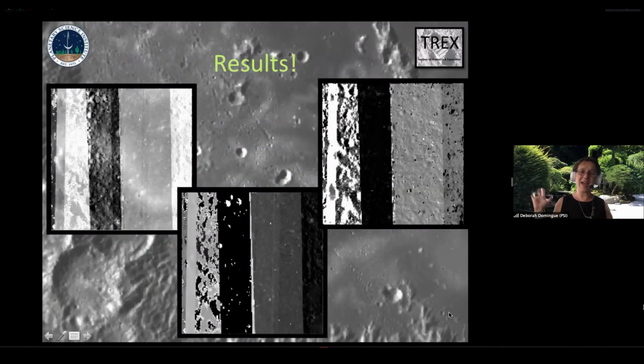And these are our results. Yay! What am I looking at? All right. So going from left to right, what we have is a map of the single scattering albedo, a map of the phase function, the scattering function, and then a map of the surface roughness. Right. So I'm going to go through each of these in order.